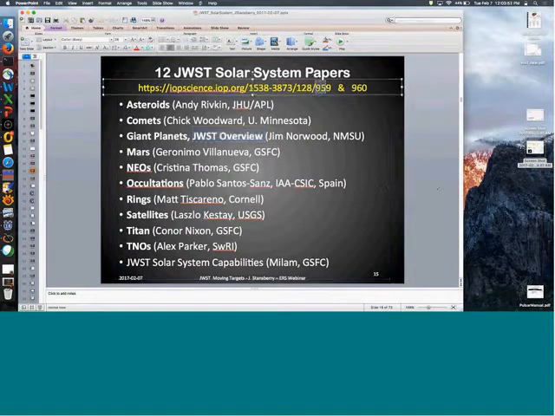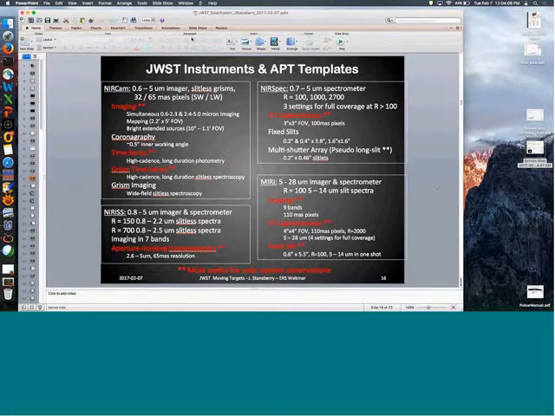And then this one has 11 papers on it, including much of the material I'm presenting here, the solar system capabilities, but all the science applications are covered as well in quite a bit of detail. This is just to remind you of the four instruments again: NIRCam imaging, 0.6 to 5 micron, and NIRSpec spectroscopy from 0.75 micron, MIRI imaging near 8 micron, and NIRISS with this high spectral resolution mode called AMI.